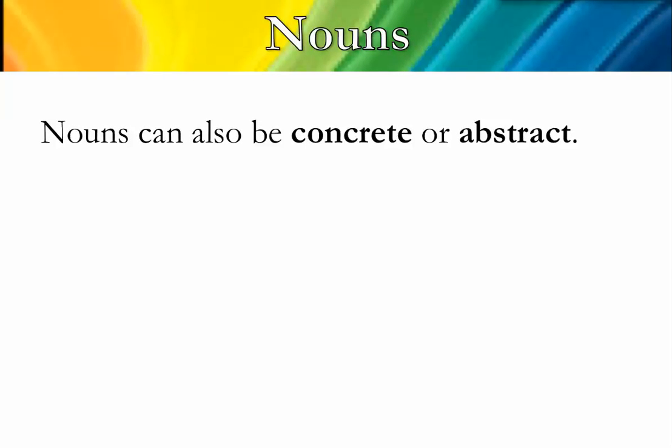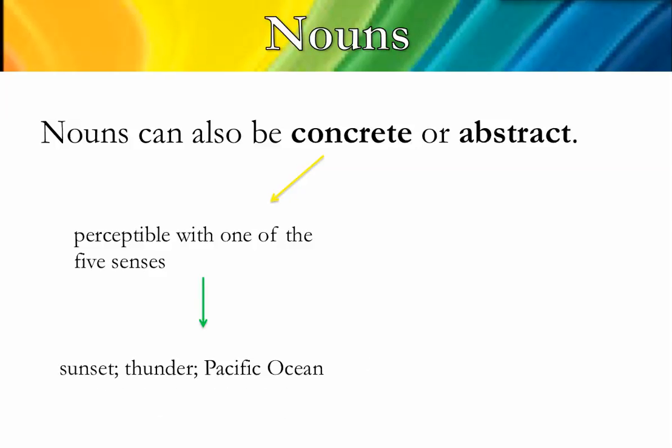Nouns can also be concrete or abstract. Concrete means that it's perceptible with one of the five senses, that you can see it, smell it, taste it, touch it, or hear it. Some examples are sunset, thunder, and Pacific Ocean. Notice here that I have two common nouns, sunset and thunder, referring to general things, whereas Pacific Ocean is capitalized, referring to a very particular specific ocean.